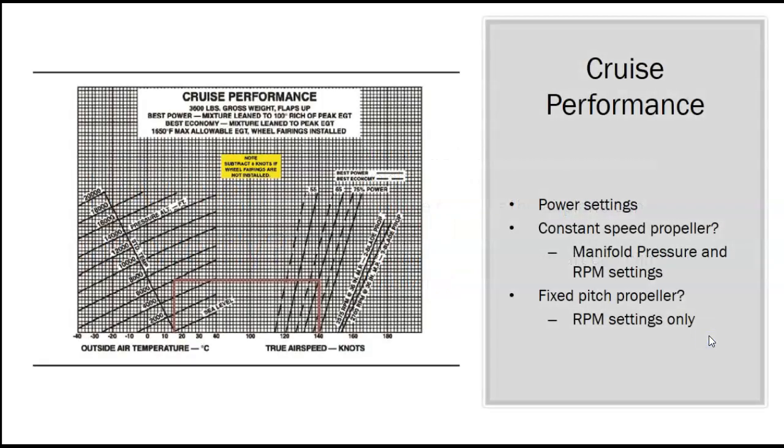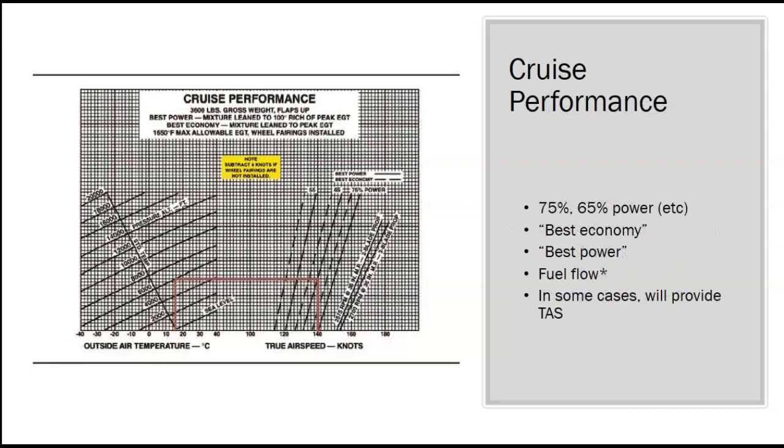Cruise performance is another calculation that we need to do to determine our power settings, manifold pressure, and RPM setting. If we have a fixed pitch propeller, then we need to know what RPM to use. And we need to decide whether we're going to use 75% power, 65% power, or 55% power, and what fuel setting we want to use, either best economy or best power, to determine our fuel flow. In some cases, these cruise performance charts will provide you with your true airspeed.